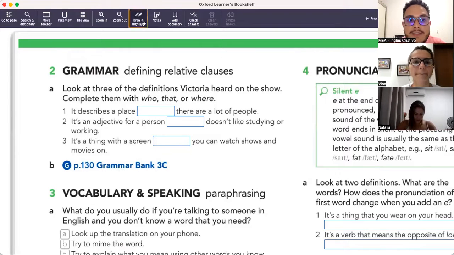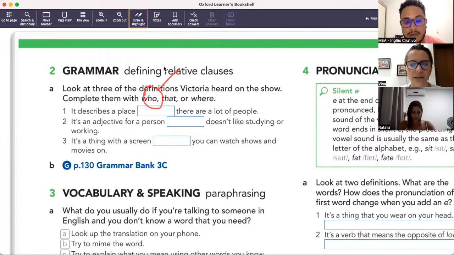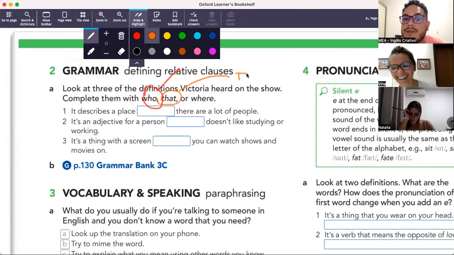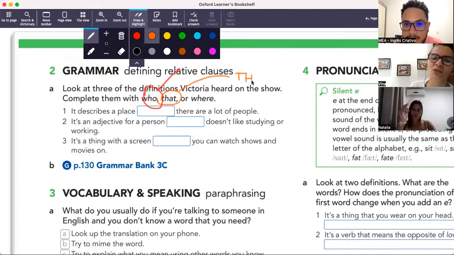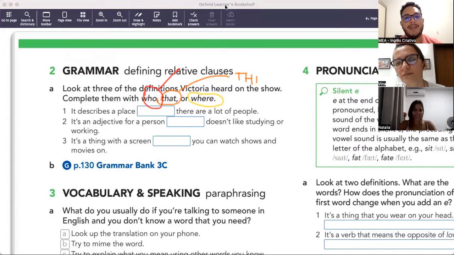Very good. Guys, let's just remember, yes? If you are talking about who, you are talking about people, yes? Okay. If you are talking about that, Natalia, you are not watching the class. That is related to things. Things, yes. Places. And where, guys? Place. Yes. Okay, so let's complete there.